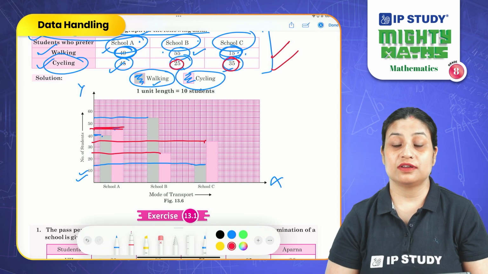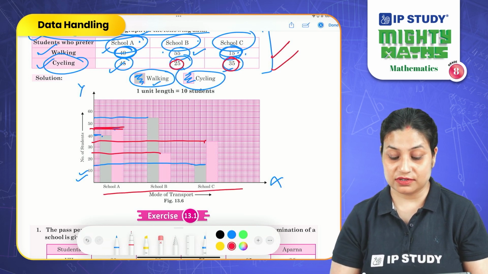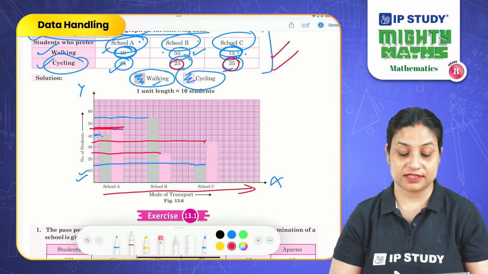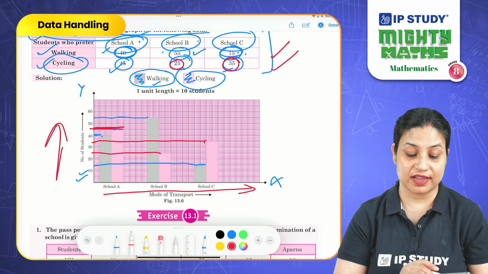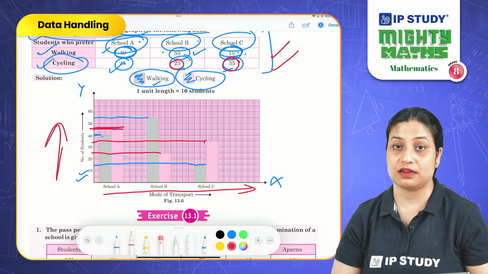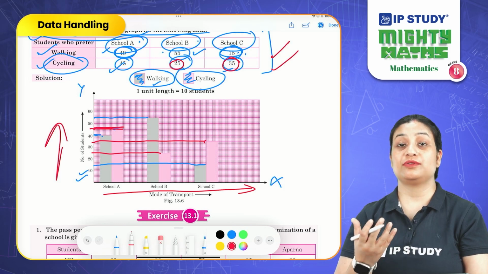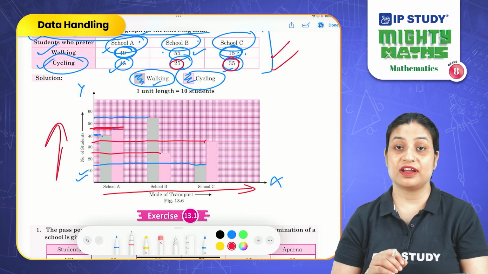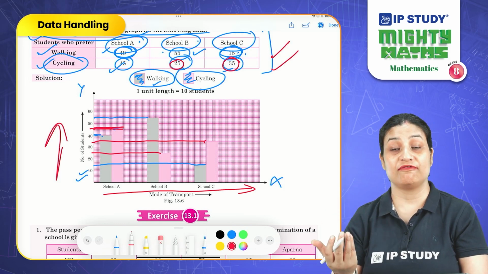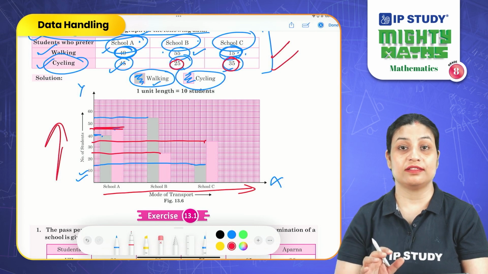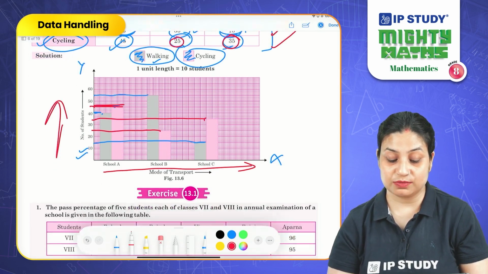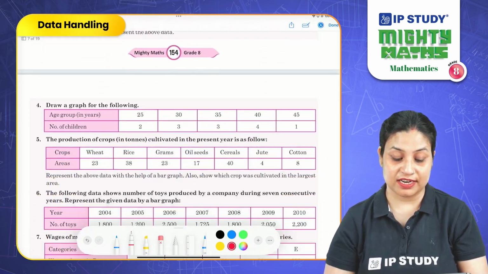data. So we have drawn the schools on the x-axis and number of students on the y-axis using a suitable scale, right? So I hope it is clear to you how to compare two data sets using a double bar graph and how to draw a double bar graph for two data sets together, right? So let's move on to the next topic and let's see what is there.